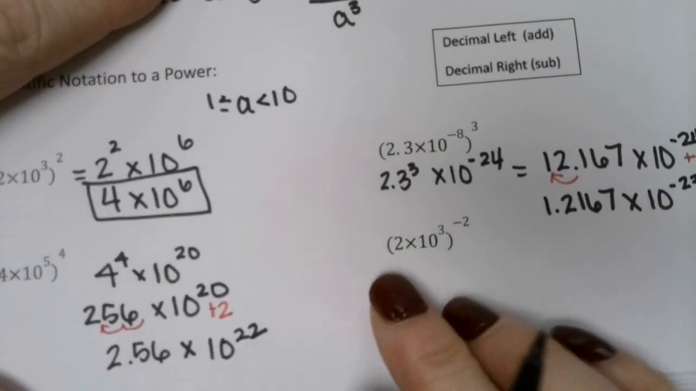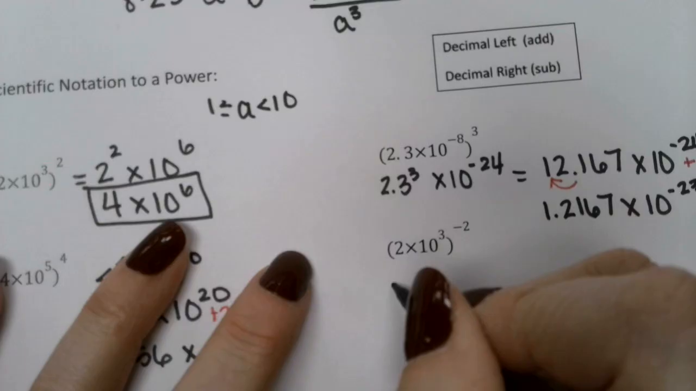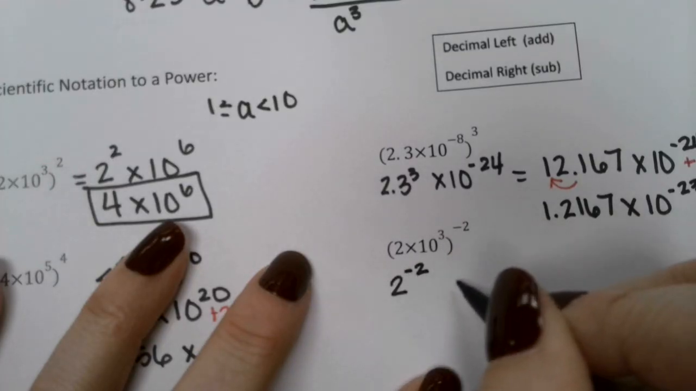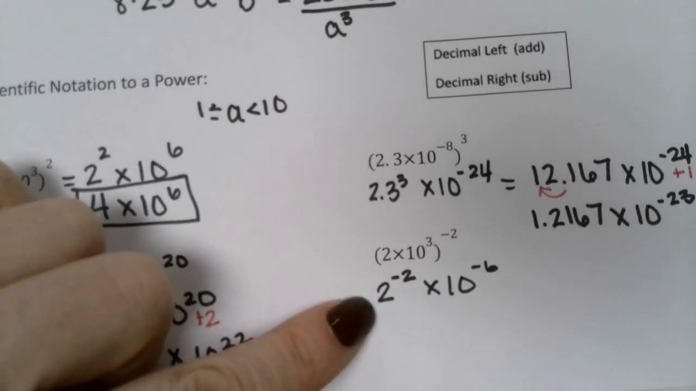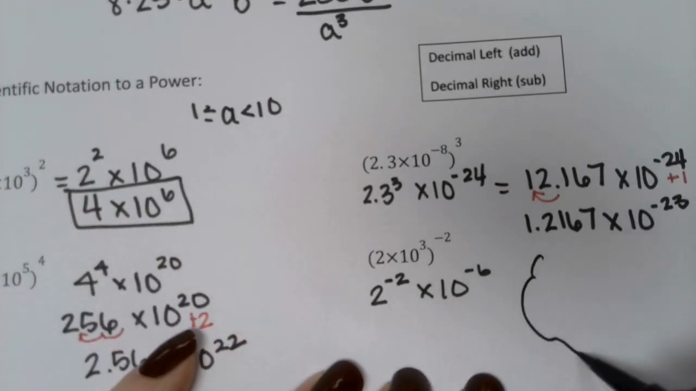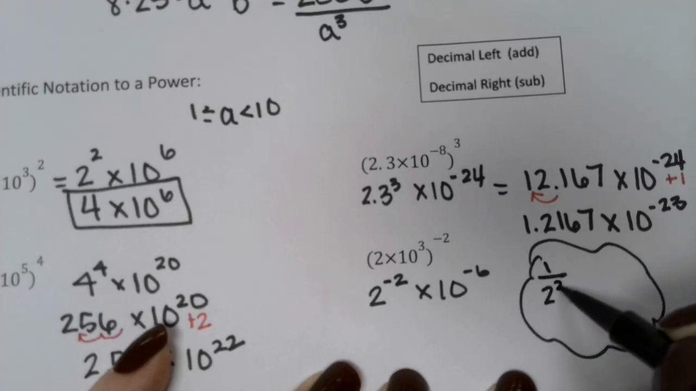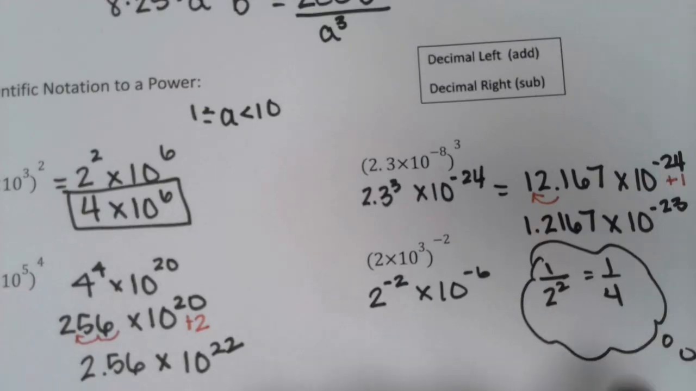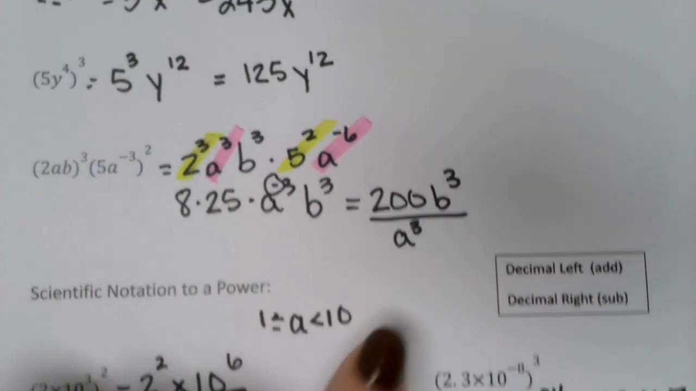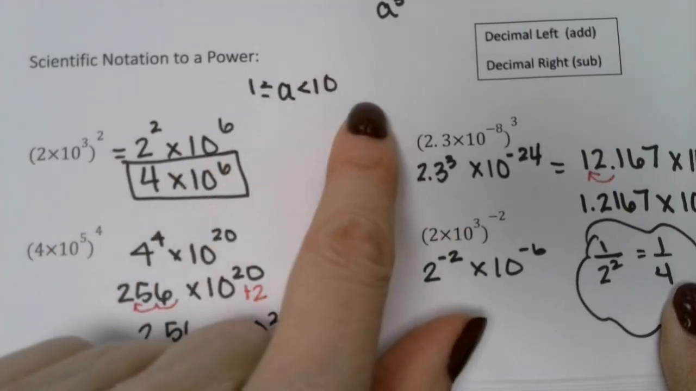You'll see one of these when you take your quiz, where you're bringing this negative 2 into this 2, giving you 2 to the negative 2nd times 10 to the negative 6. Now 2 to the negative 2nd, you're probably thinking, okay, that would be 1 over 2 squared. That would be 1/4, which is exactly right if I was doing a problem like this one. However, this is scientific notation.